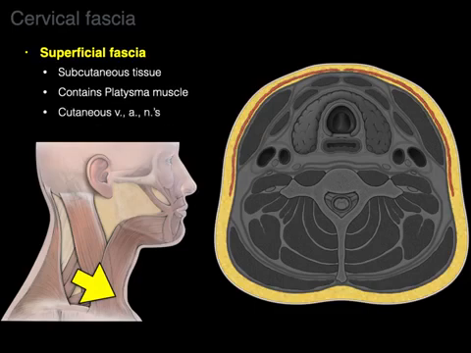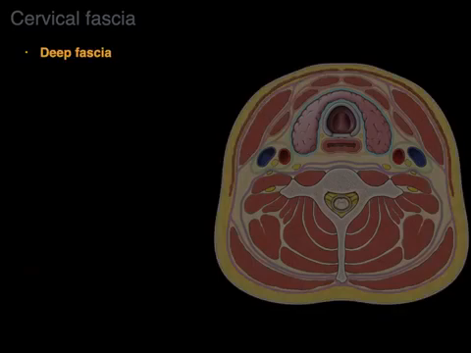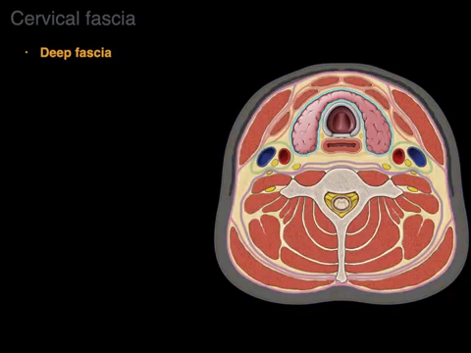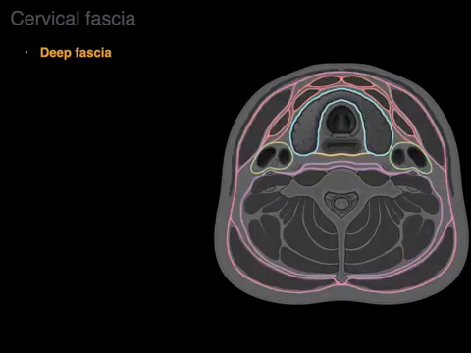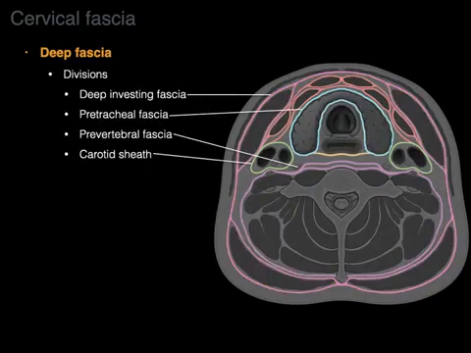It also has cutaneous veins, arteries, and nerves, branches from the cervical plexus. The deep fascia is everything in that area where there are compartments for muscles and vessels and viscera, and it's easier for these structures and compartments to slide over each other. So the different subdivisions of the deep fascia are as follows.